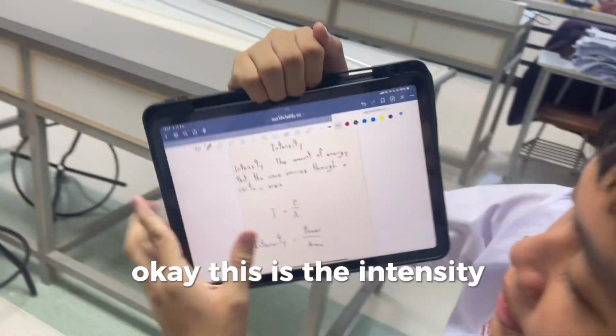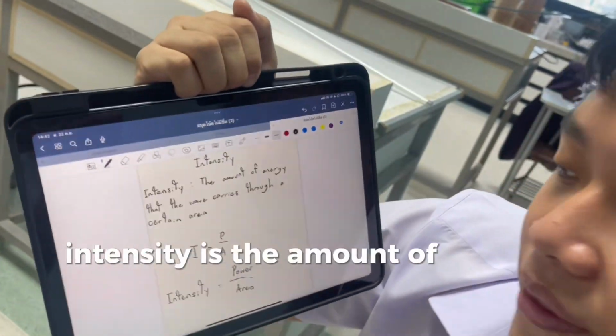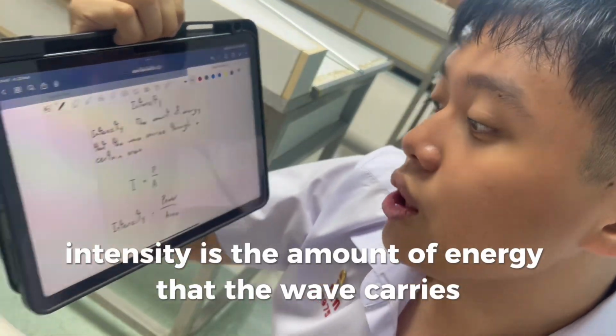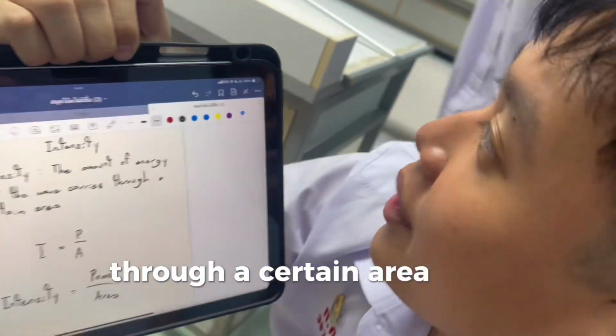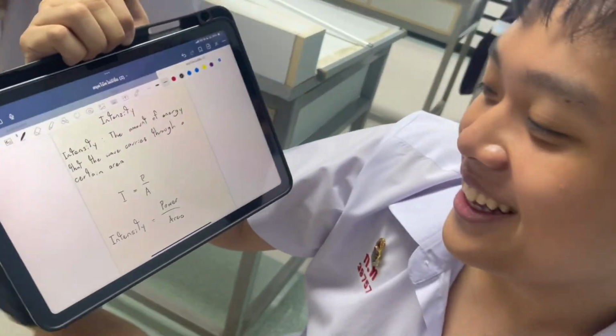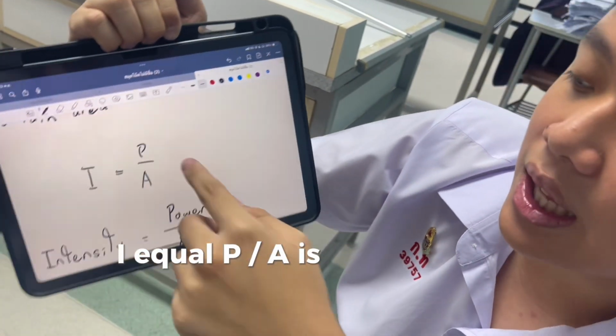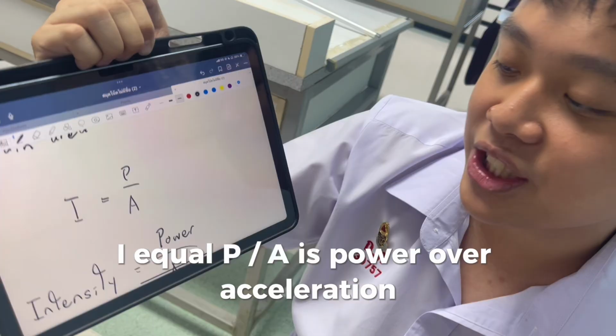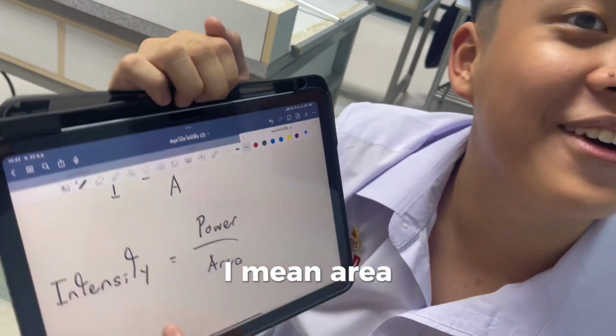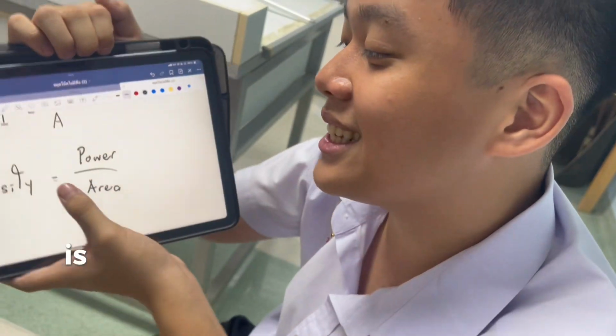Okay, this is the intensity. Intensity is the amount of energy that the wave carries through a certain area. This is the formula: I equals P over A, power over area. Intensity is the power over area, as you can see.